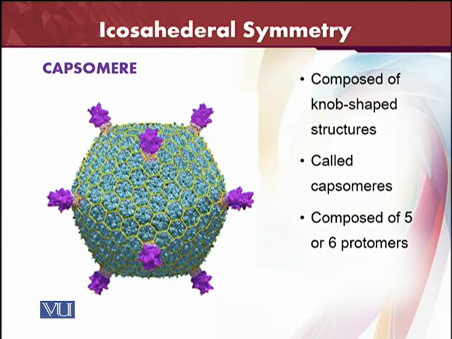It is made up of the capsomeres. The capsomeres are the protomeres we have already studied. They are composed of knob-shaped structures, which is clear from the pictures given below. It is composed of 5 or 6 protomeres, as we have already studied. The protomeres are the capsomeres.